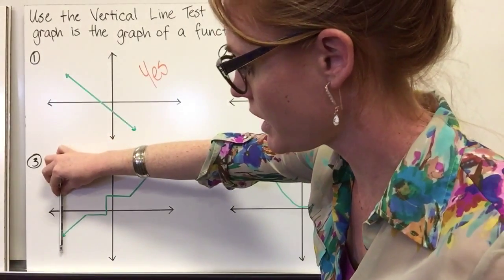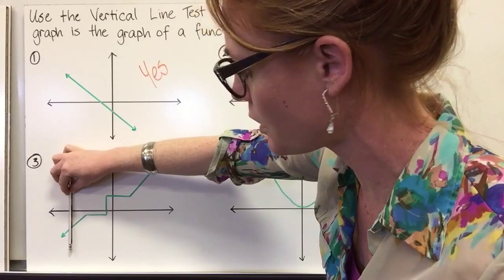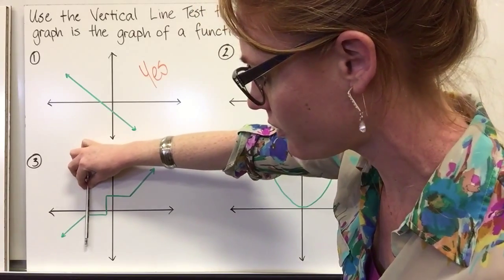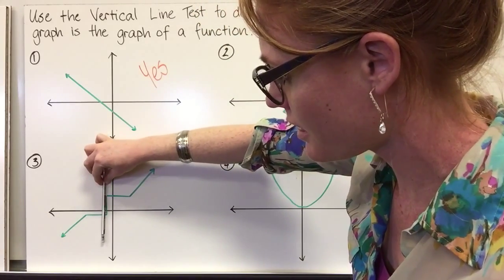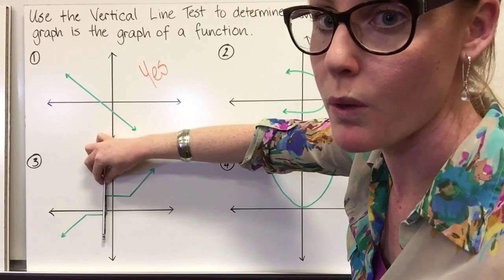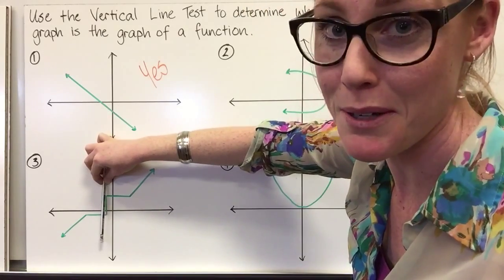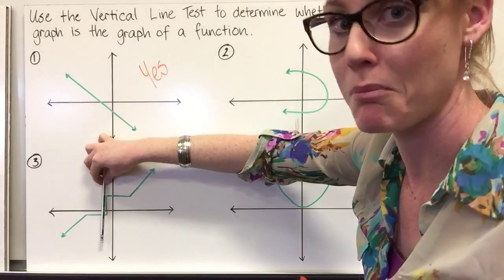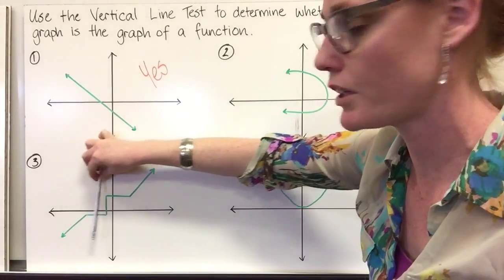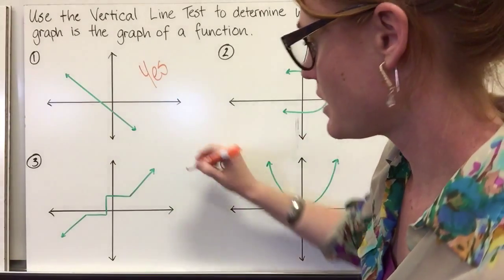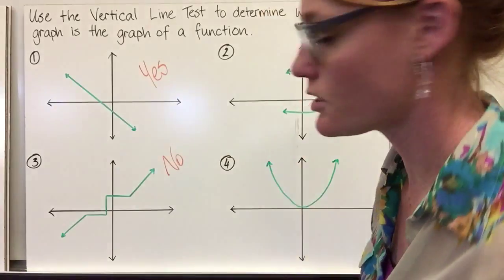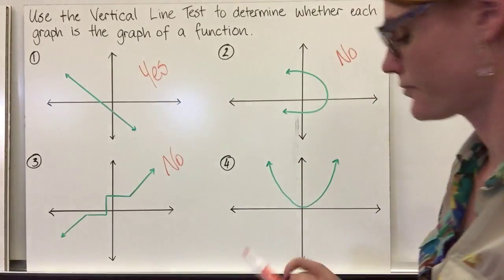Similarly, in number 3, it starts off pretty good. We're only hitting 1 point on the graph. Keep going. And then we get to this point where we are hitting many points on the graph. And so because we're hitting more than 1 point on the graph as our vertical line goes across, that means that this is not a function.